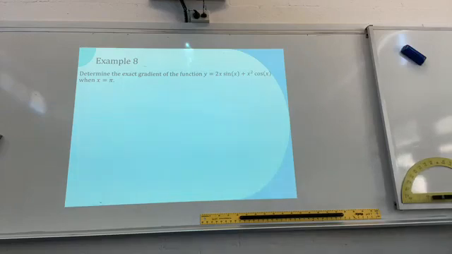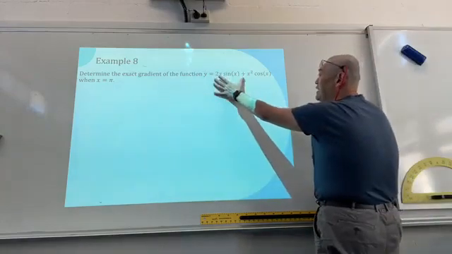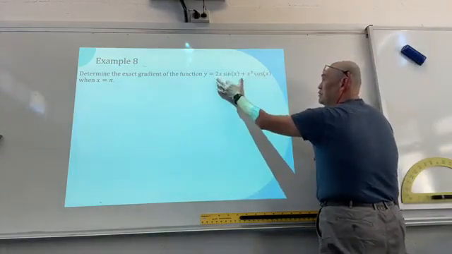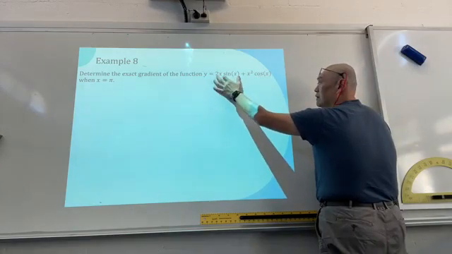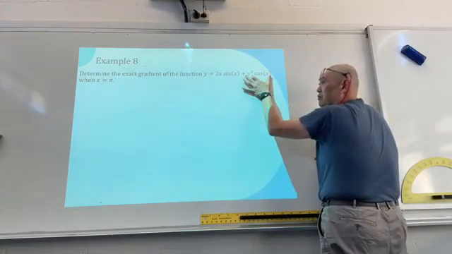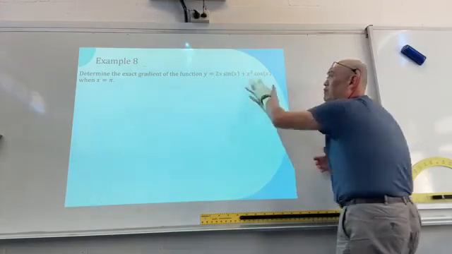So what you need to do is first find the gradient. To find the gradient you need to find dy/dx, correct? So to find dy/dx, you must differentiate 2x sin x and x squared cos x. What happened is, you've got a product rule with this one and product rule with that one.